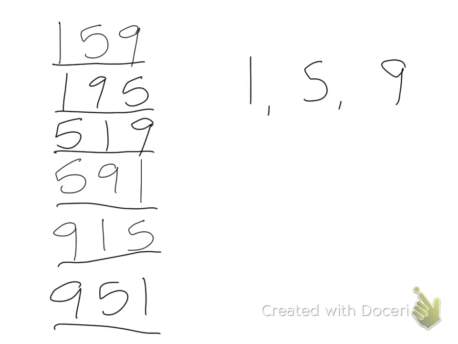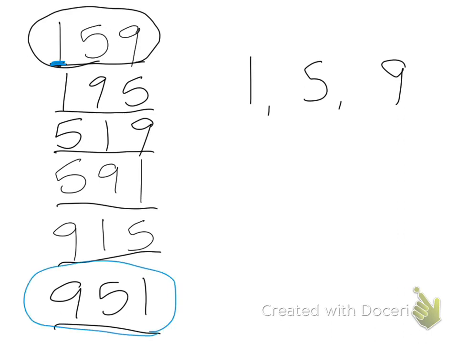So the smallest number is 159. And we know that because my hundreds place has a 1, and 1 is smaller than the other numbers. My largest number is 951 because 9 is the biggest hundreds and 5 is the biggest tens. Okay? So to make the different numbers, I just mixed up the digits. And I could make 6 different numbers with 3 digits.